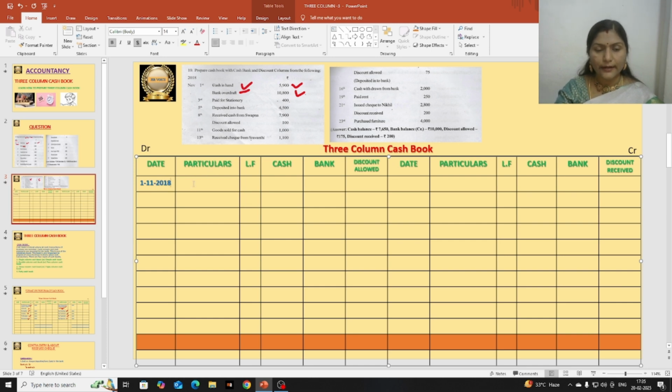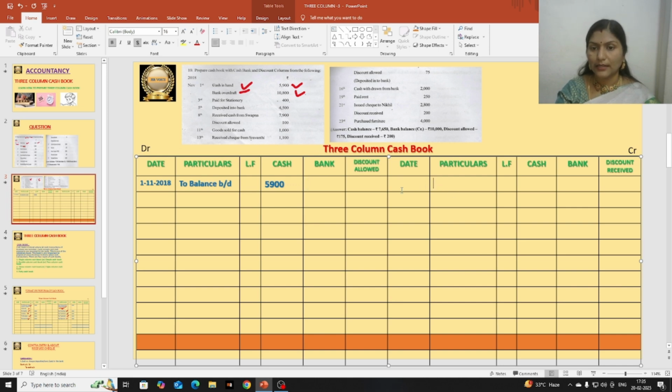So the date we recorded on the debit side in the date column, and here we should write to balance brought down. Cash in hand, you can see, 5,900 we will record in the cash column. But cash at bank is not given. What they have given here is bank overdraft. So bank overdraft we should always record on the credit side.